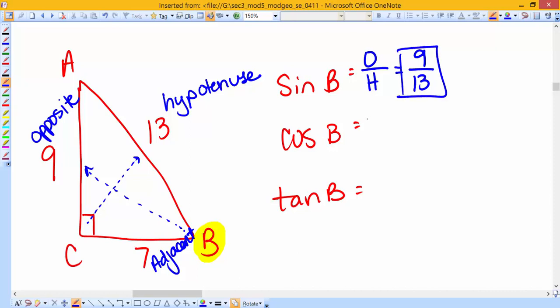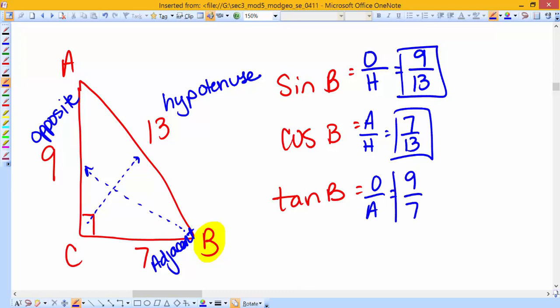Cosine of B. CAH. Adjacent over hypotenuse. 7 over 13. Tangent. TOA. Tangent is opposite over adjacent. Opposite is 9, adjacent is 7. And your answers are the fractions. If it was angle A, you would be looking from angle A. Hypotenuse is still the hypotenuse, but your opposite and adjacent would switch. So hopefully that helps. If you need to watch it again, watch it again.